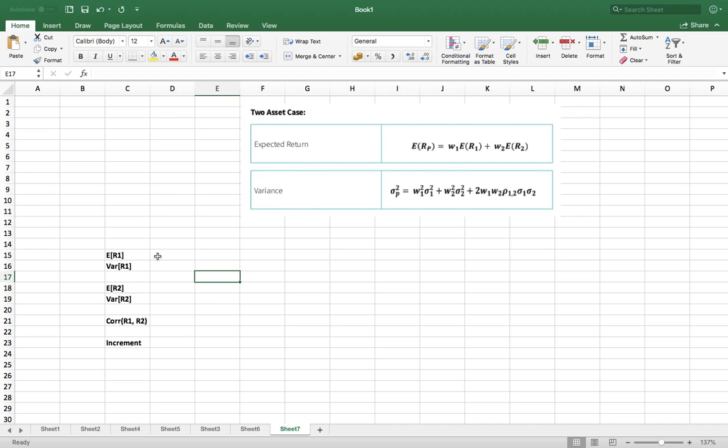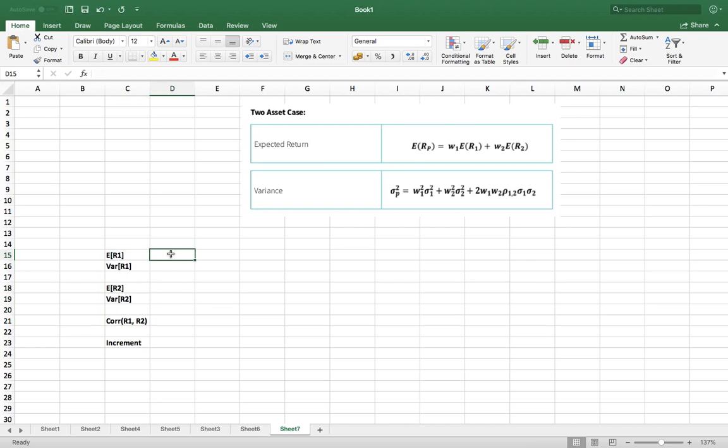Let's have a look at our basics. Let's say we have two sets of returns, symbolized by R1 and R2: R1 being the returns for the first asset, and R2 the returns for the second asset. We can easily calculate the expected value of the first asset's returns, and the variance of those values. Similarly, we can calculate the expected value and variance of the second asset's returns, and the correlation between both sets of returns. These are the things we need beforehand to construct our optimum two-asset portfolio.